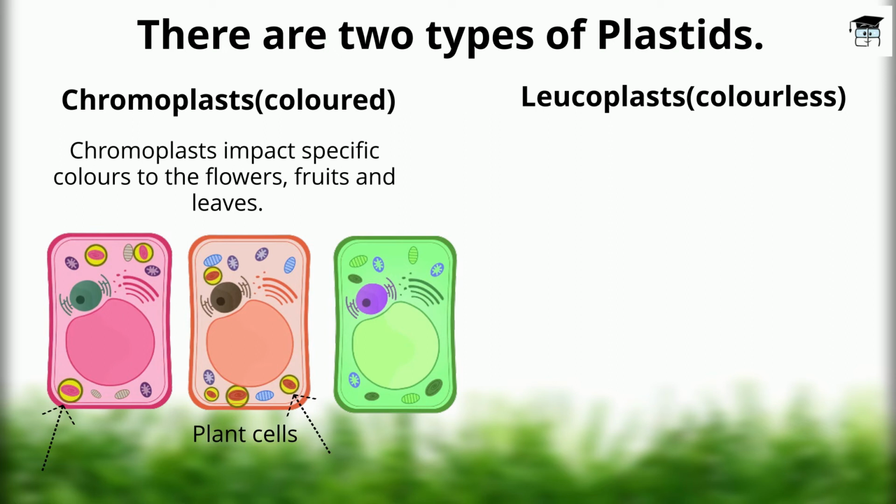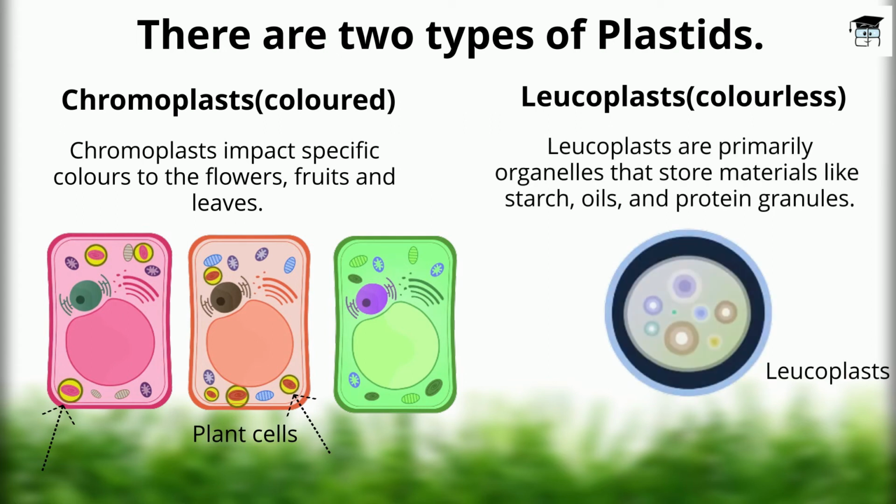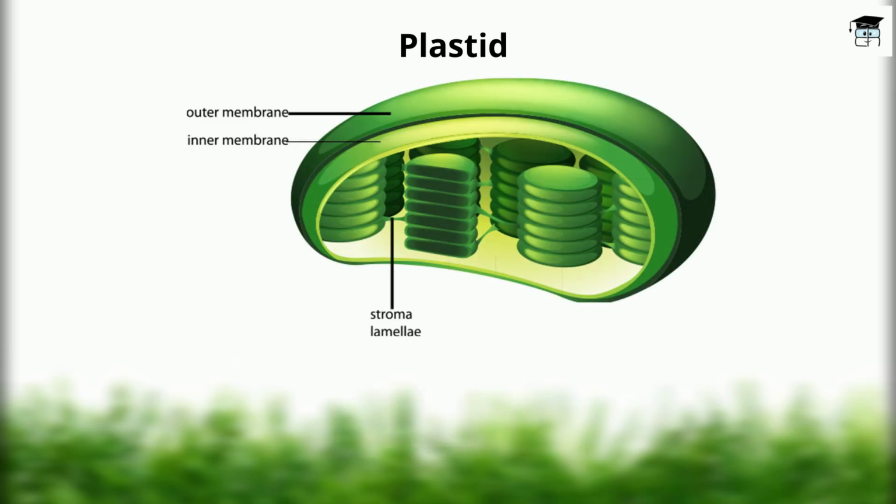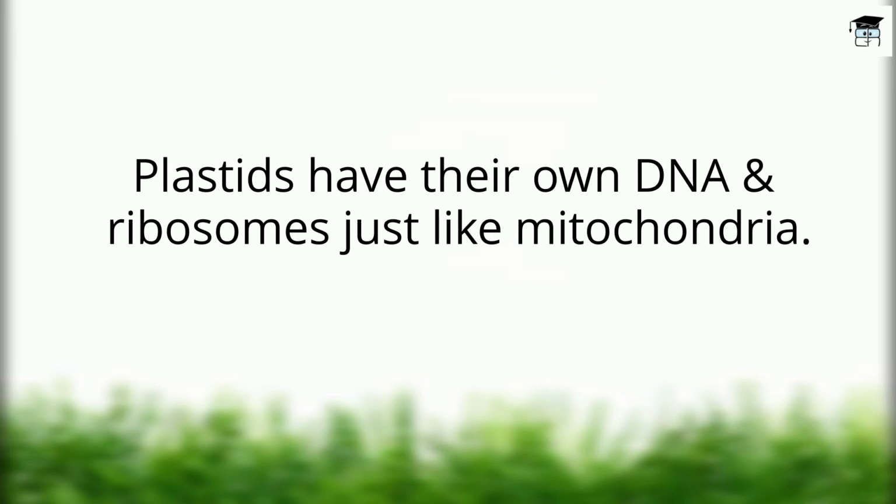Chromoplasts impart specific colors to the flowers, fruits, and leaves. Leucoplasts are primarily organelles that store materials like starch, oils, and protein granules. Chromoplasts containing the pigment chlorophyll are known as chloroplasts. The chloroplast's internal organization consists of multiple membrane layers embedded in a substance known as the stroma. In addition to chlorophyll, chloroplasts contain a variety of yellow or orange pigments. Plastids have their own DNA and ribosomes just like mitochondria.